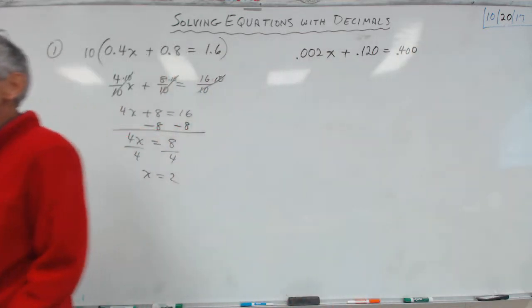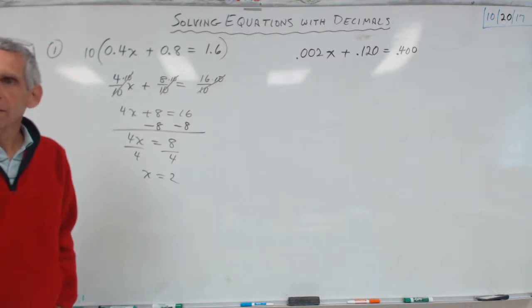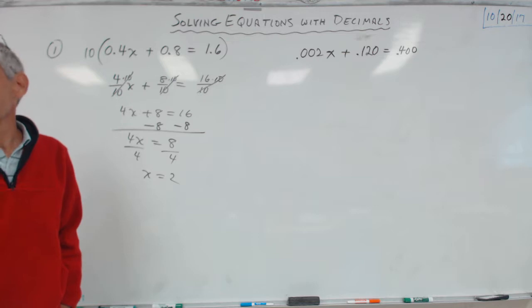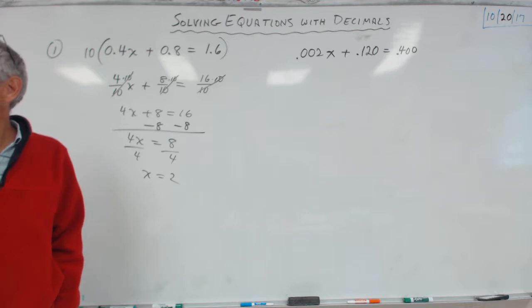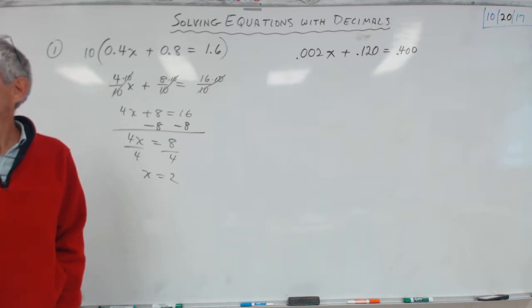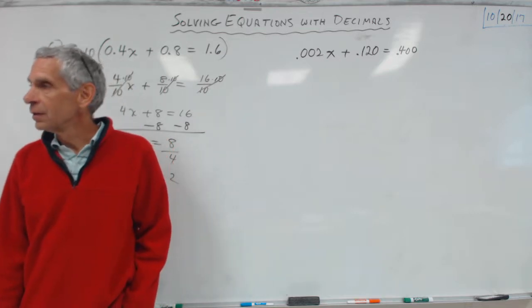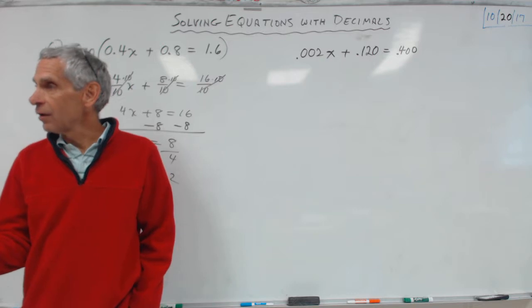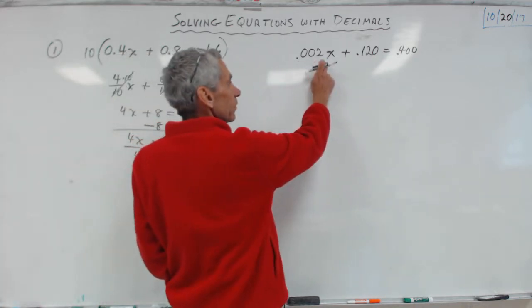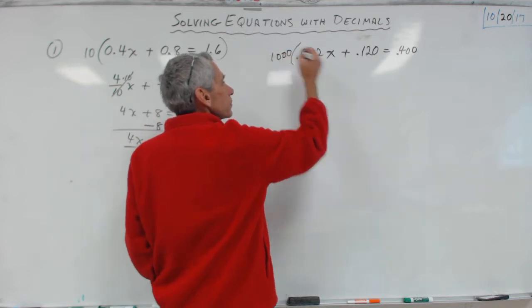All right, what would I do? Basie, what would I do? You would multiply it by 1,000. Why 1,000? Because there are 3 zeros in 1,000, and there are 3 spaces that I've got to move it over. So I'm going to multiply it times 1,000.